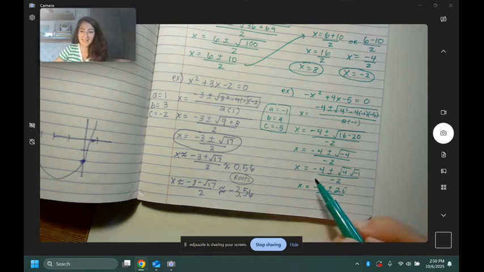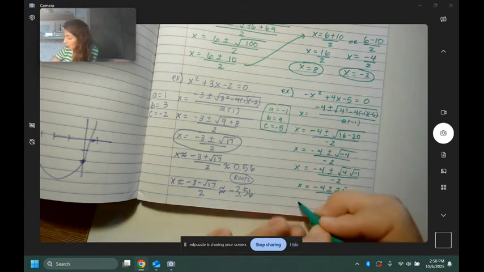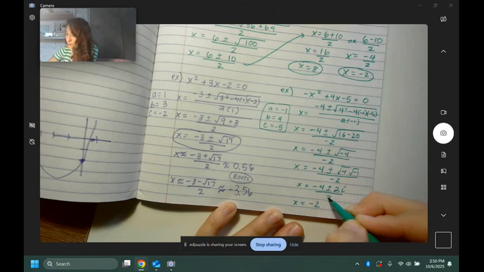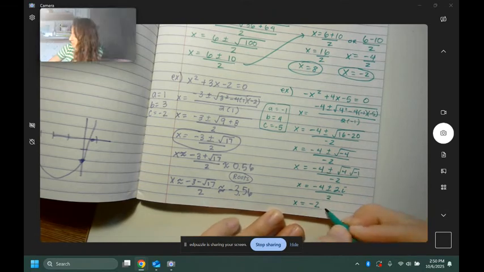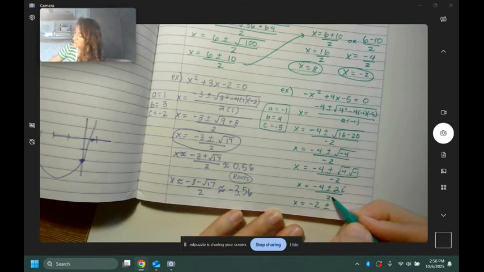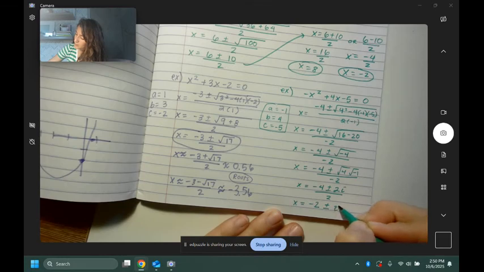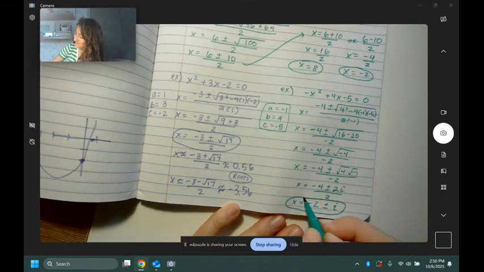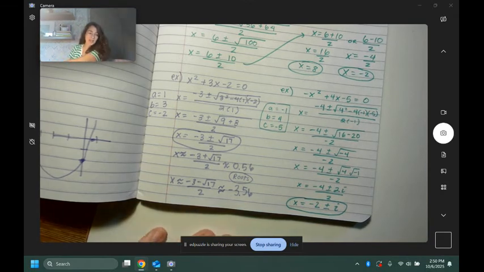Last thing here, I can divide both of these by 2. So x equals negative 2, because 4 divided by 2 is 2, plus or minus 2 divided by 2 is just 1, so plus or minus i. And you can leave your answer just like that.